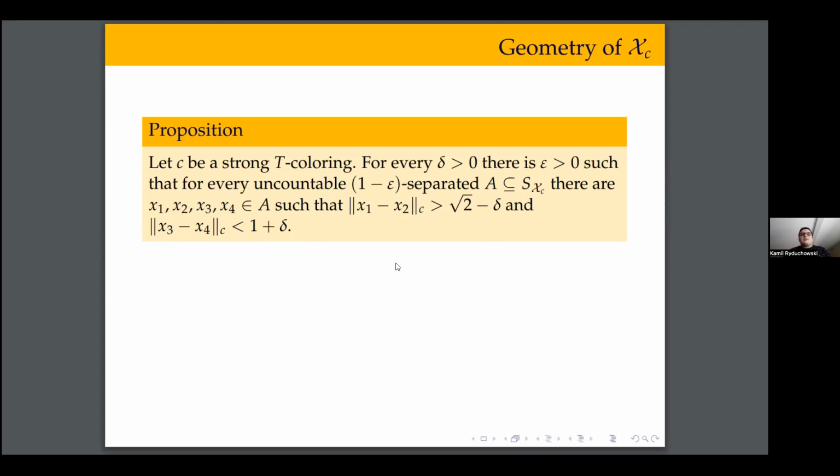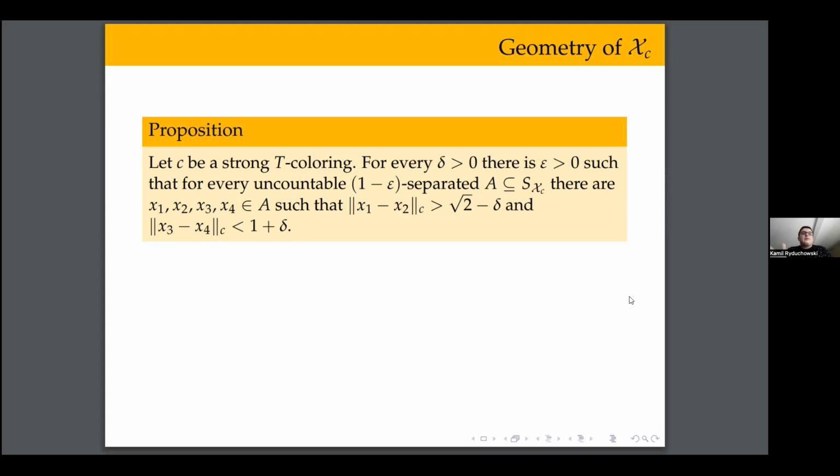So first of all, clearly it follows that there is no uncountable 1-equilateral set in the unit sphere, and as I mentioned at the beginning, it means that there are no uncountable equilateral sets at all. On the other hand, there can't be uncountable 1 plus delta separated sets just because of this condition. So from this proposition, it follows that in our space XC, the unit sphere admits neither equilateral nor separated uncountable sets.